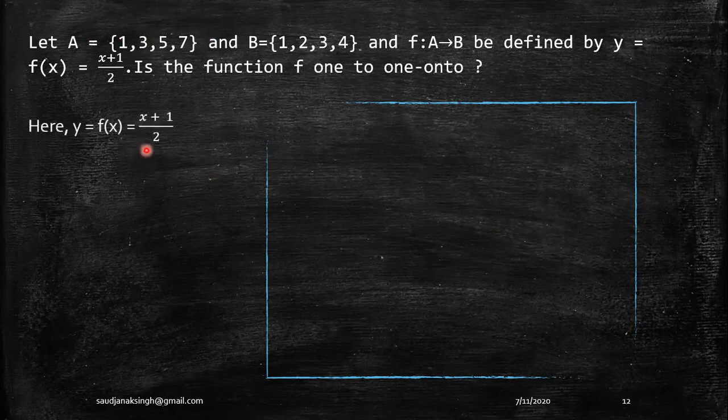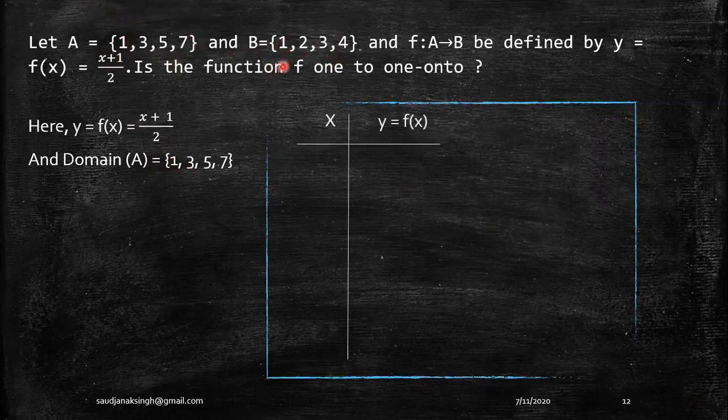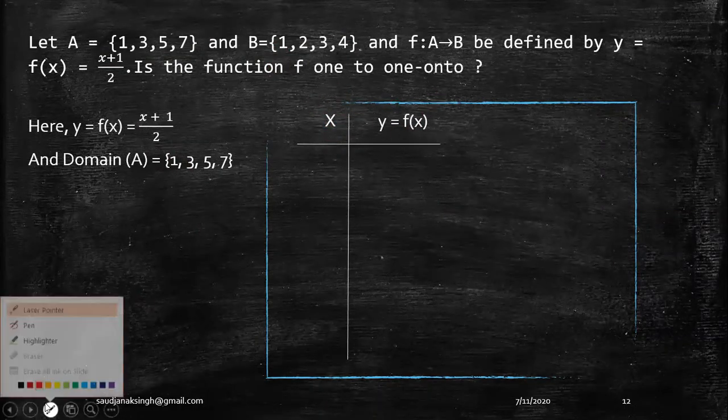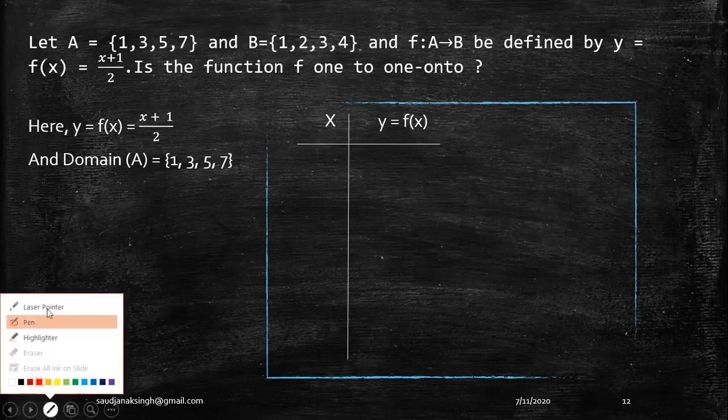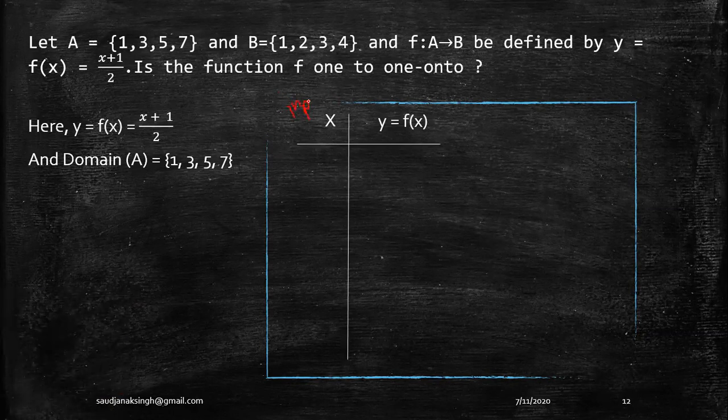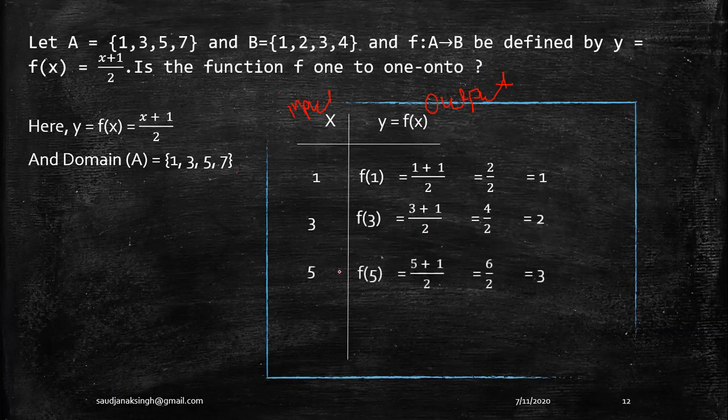Now let's see here. This is the function defined. Set A is the domain and set B is the codomain. Now let's find the functional values. x is always the input and this is the output. If we input 1, we get 1. The functional value of 3 is 2, of 5 is 3, and of 7 is 4. Now the range is 1, 2, 3, 4.